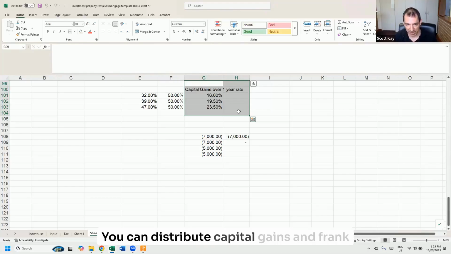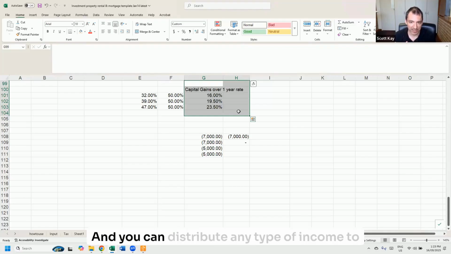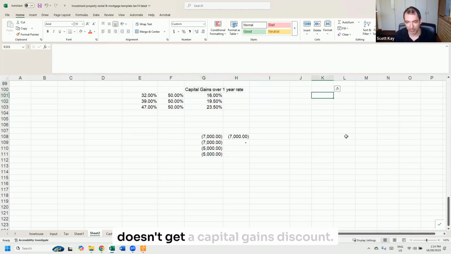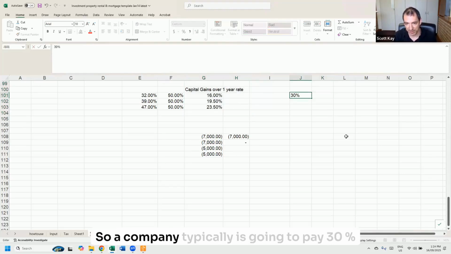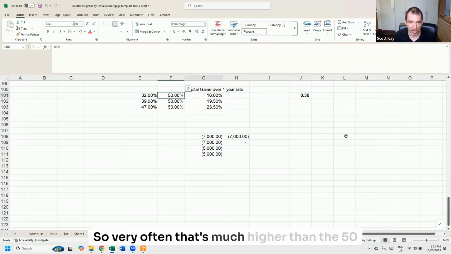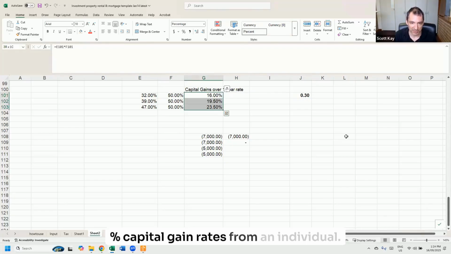You can distribute capital gains and franking credits separately in a trust to all other income, and you can distribute any type of income to a company, but a company doesn't get a capital gains discount. So a company typically is going to pay 30% if it receives a capital gain. So very often that's much higher than the 50% capital gain rates from an individual.